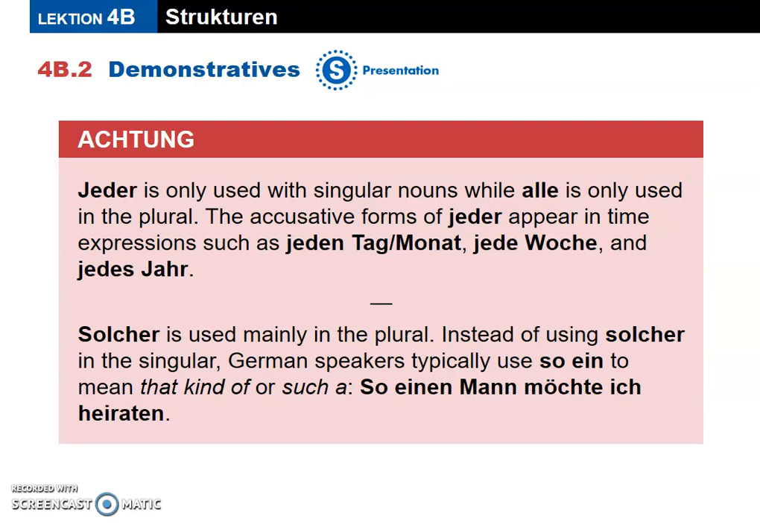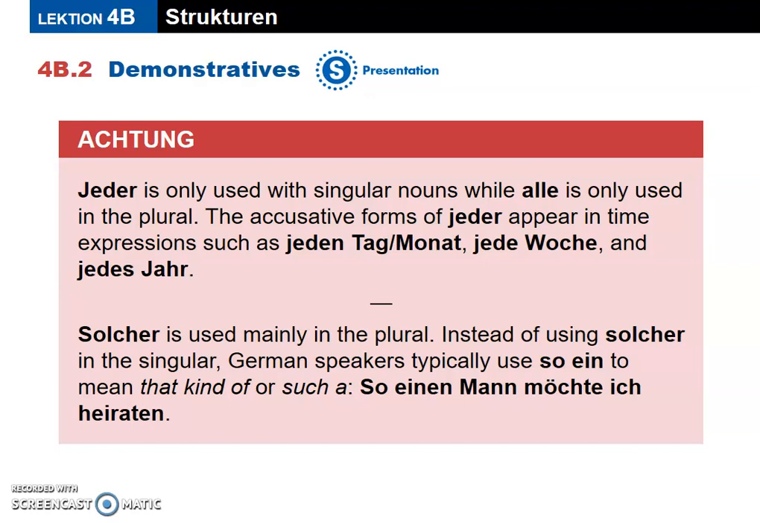We have a caution here. Jeder is only used with singular nouns, while alle is used in the plural. So that's just something to note whenever you're talking about things. If you're saying each, then that would be jeder. If you're saying like all or every, then you're using alle. The accusative forms of jeder appear in time expressions that we've seen before. Jeden Tag, jeden Monat, jede Woche, jedes Jahr. So we've seen those before. We actually did a song with them in class.